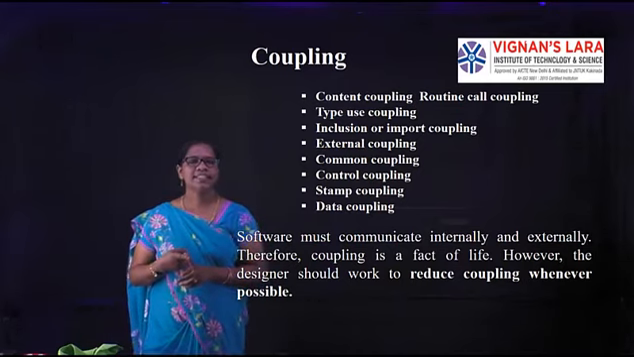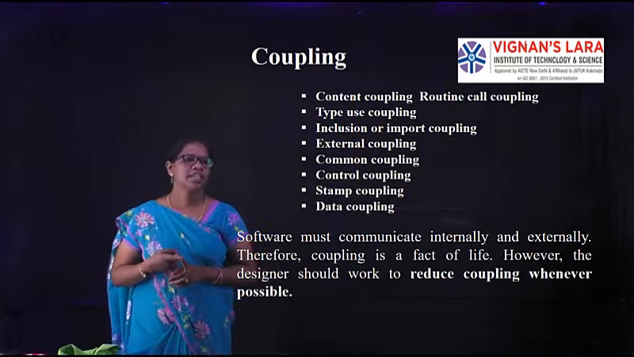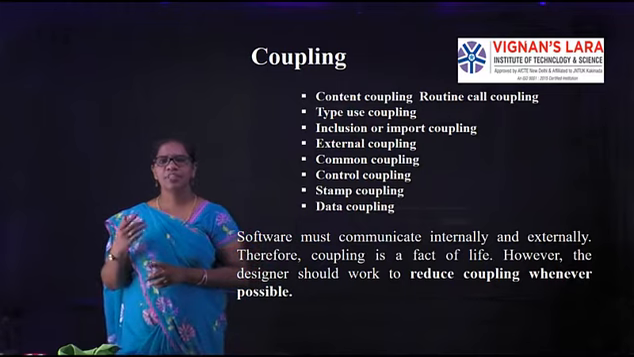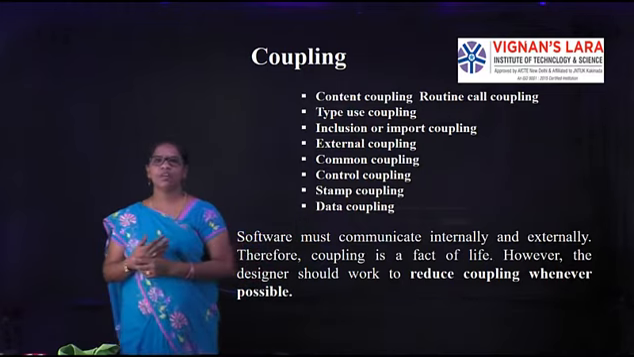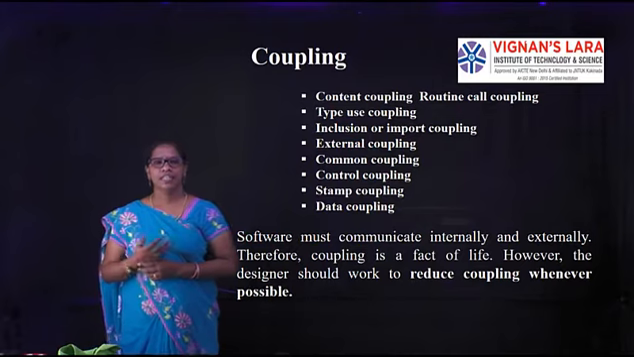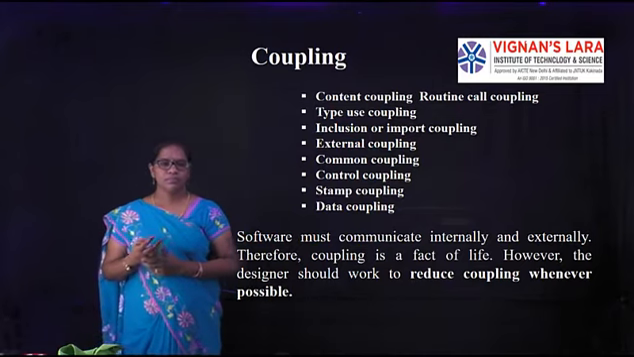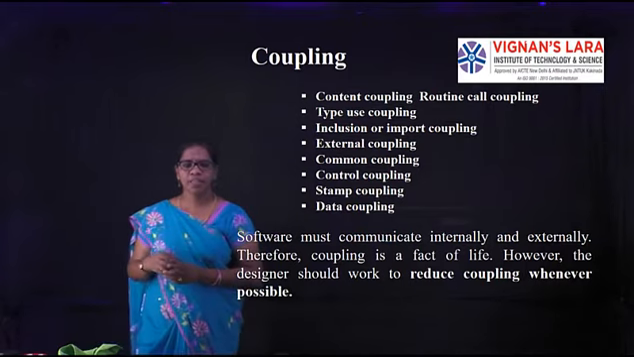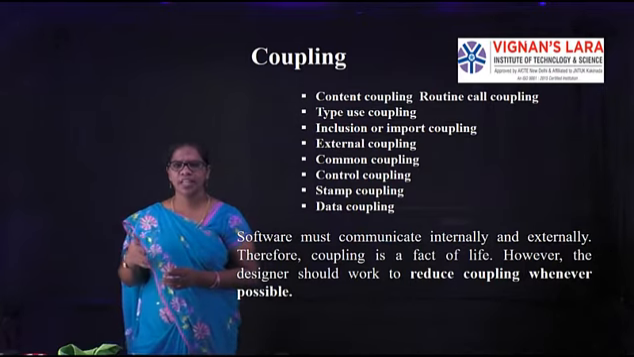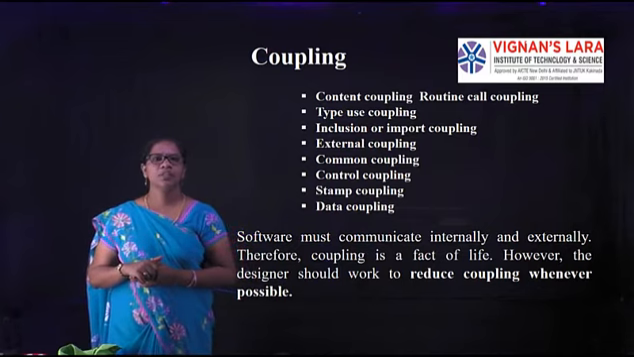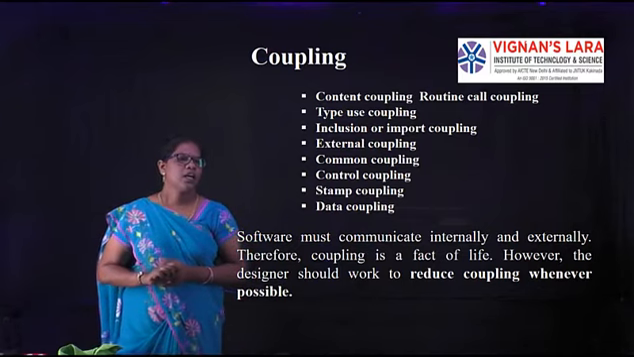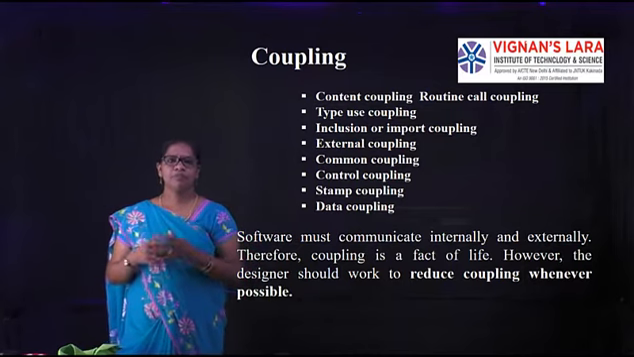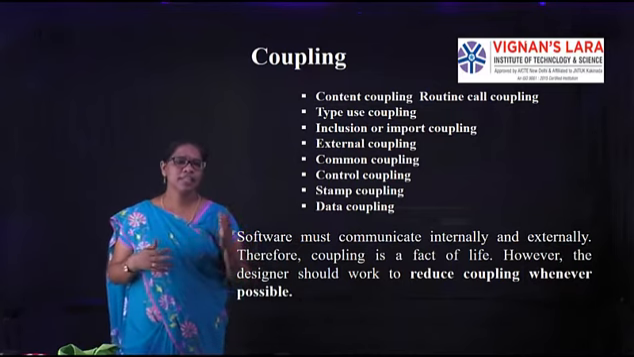So how the content can be coupled. Okay, so next one is type use coupling. We have the different types, like data types. What types means the different data types: int, integer, float, decimal, big int or small int, the different data types we have. So which types of data types can be coupled? Which types of data types cannot be coupled? So that is a type of coupling.